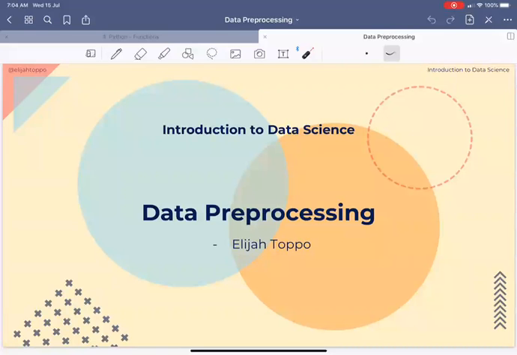Great. So, good morning. I'm very excited for today's class because finally, after weeks of doing preparation for data science, we are now entering into the world of data science.